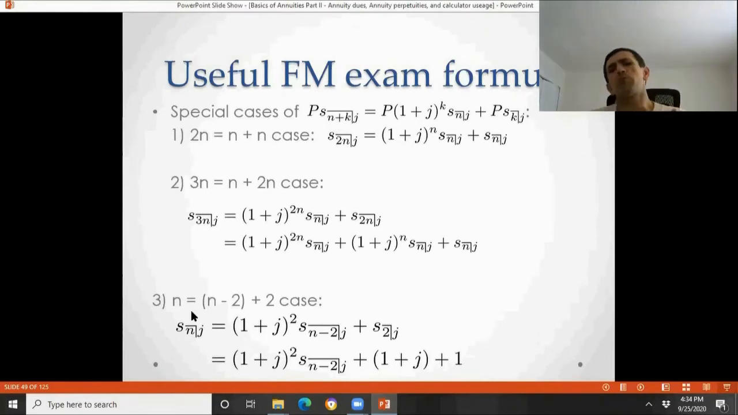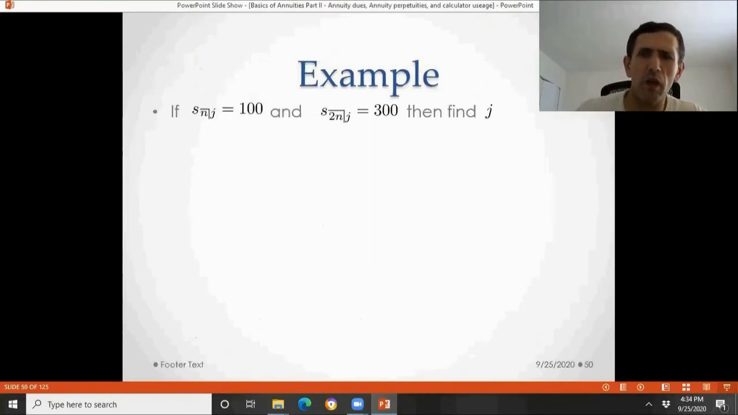All right, so let me do examples of all this. And again, these examples are going to be a bit silly, a bit convoluted, but these appear as actuarial exam FM problems sometimes, so something to remember. The first example is: if S_N,j is 100 and S_2N,j is 300, then find j.